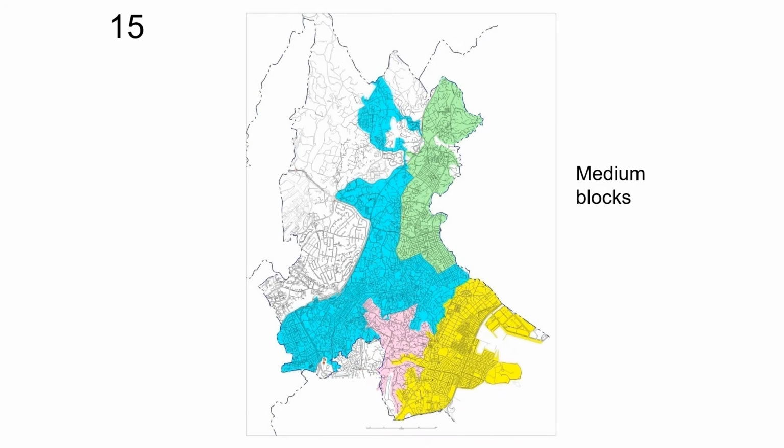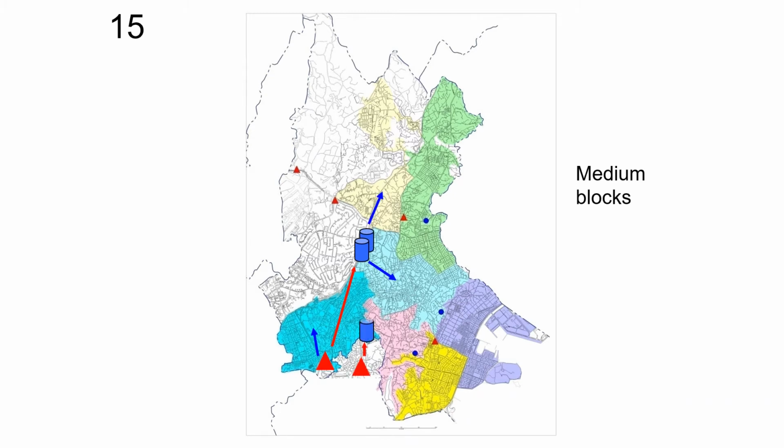Large blocks are divided into middle blocks. As you can see, middle blocks are mostly set up for each service reservoir. Electromagnetic flow meters are installed at service reservoirs, so we can get distributed amount for each of the middle block as well.